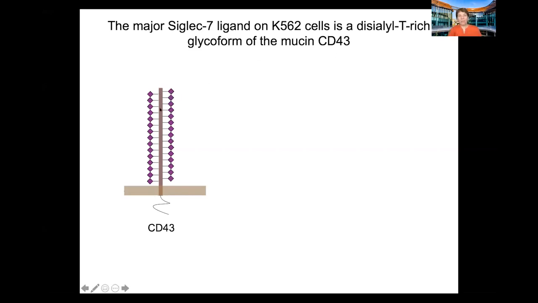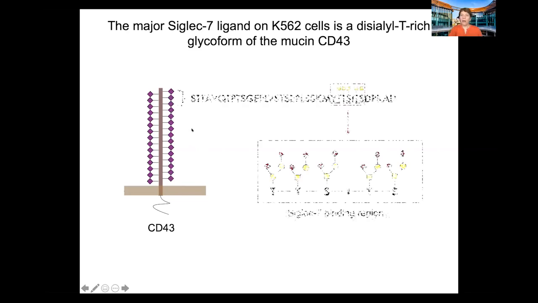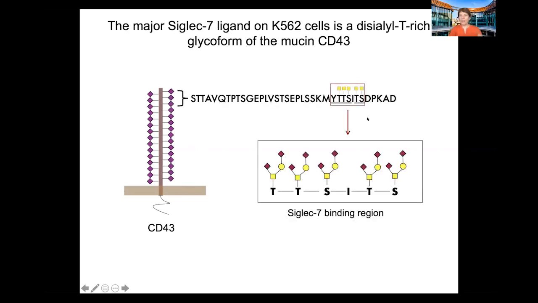And the CD43 polypeptide was modified with a particular pattern of sialic acid-rich glycans. In fact, we found that Siglec 7 binds to a specific cluster of residues in which serines and threonines right next to each other are modified with a carbohydrate structure known to the glyco world as the disialyl T epitope. There's a lot of sialic acid packed into a very short region here, and this turns out to be critical for the high affinity binding of Siglec 7.